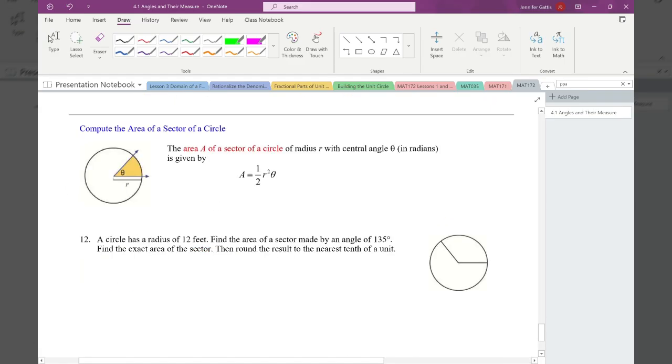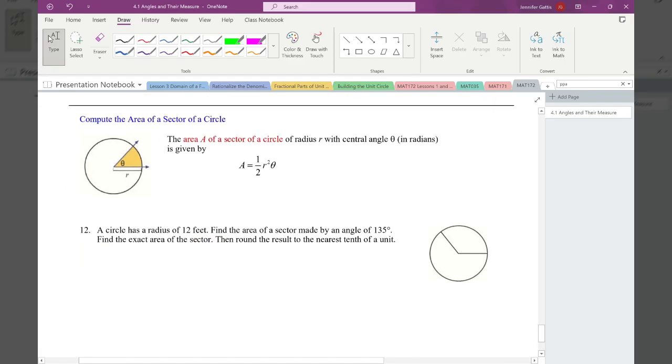What is more important, though, is the area of a sector. So we have the formula for the area of a sector here. Area is equal to 1/2 times radius squared times theta, where theta is the central angle in radians. So our example here tells us that we have a radius of 12 feet. We have a central angle of 135 degrees. And we're looking for the area of our sector.